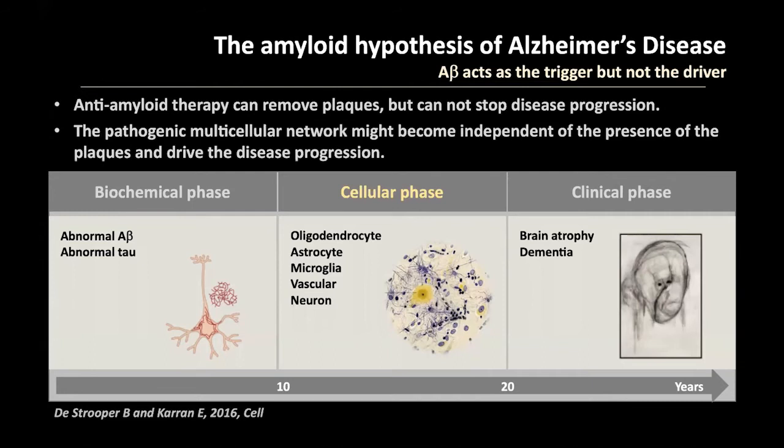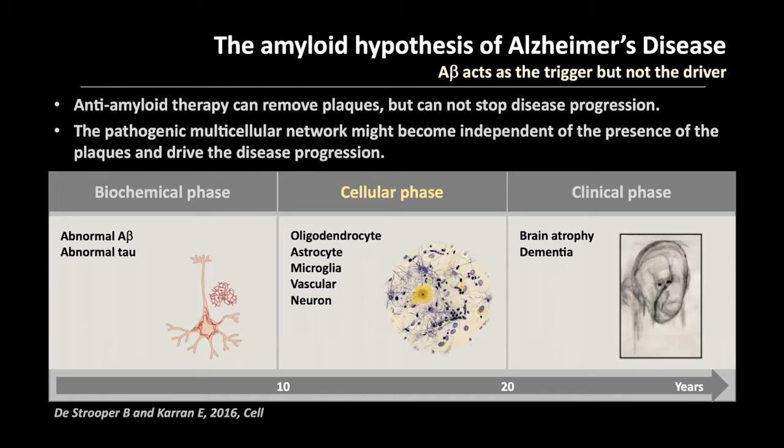Our hypothesis is that once the plaque is there, towards the end stage of the disease, at some point the plaque will induce a multicellular pathogenic network. And this pathogenic network might become independent of the presence of the plaque.